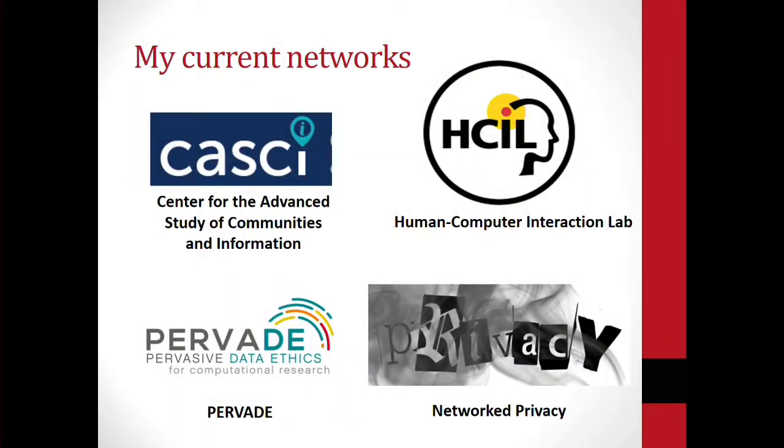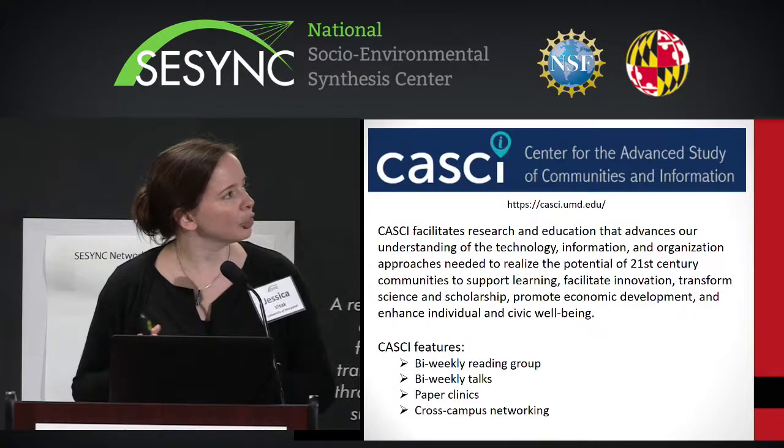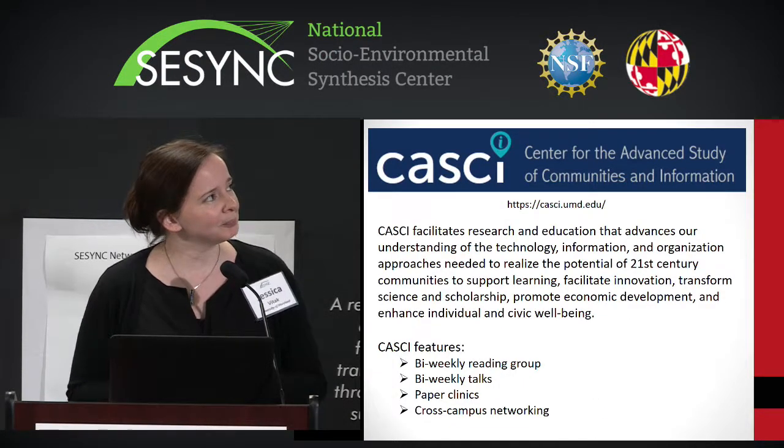So, okay, I already mentioned Caskey and HCIL. Purveyed is an NSF large grant that myself and 6 others received 2 years ago. So these are $3 million, 5-year projects. And I'll talk a little bit more about that, but we're 7 people from 6 institutions working on issues around pervasive data. And then the network privacy listserv I already mentioned. So let me go through these a little bit.